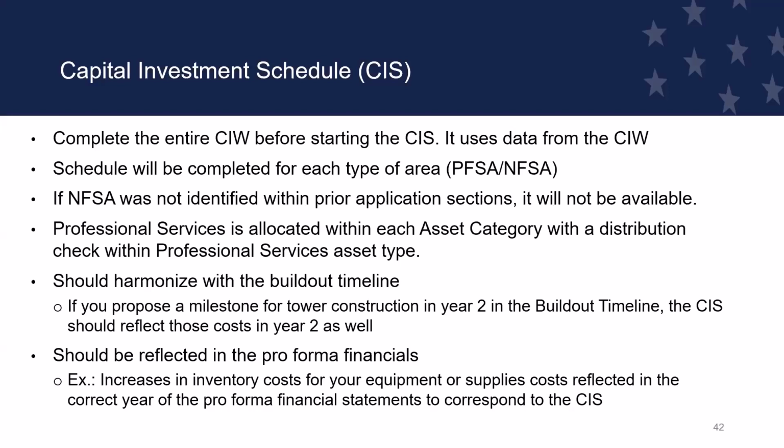Again, professional services are allocated within the professional services asset type, and everything should harmonize with the build-out timeline. If you propose a tower in year two, then the CIS should show that expenditure or that investment being made in year two as well. Everything flows back and should be reflected in the pro forma. Next slide, please.